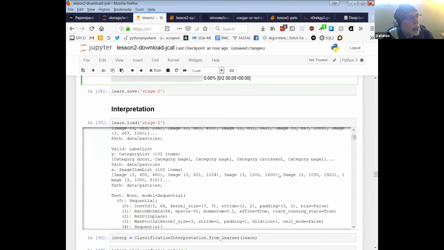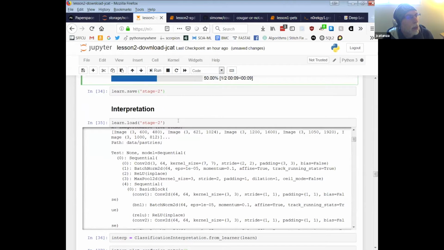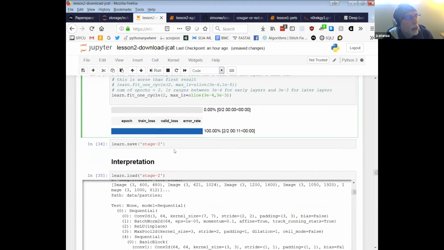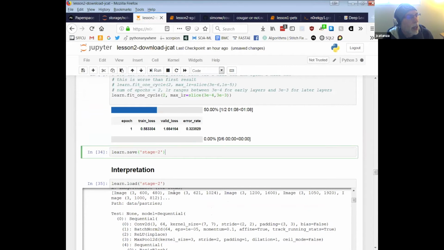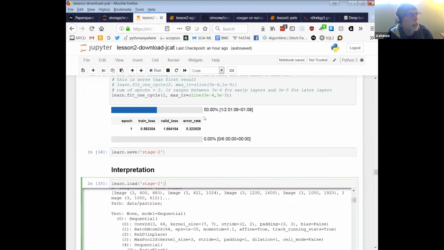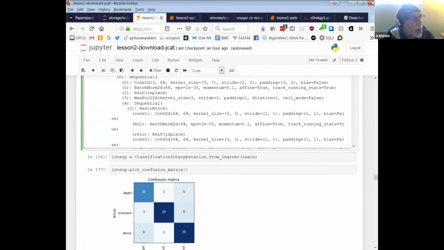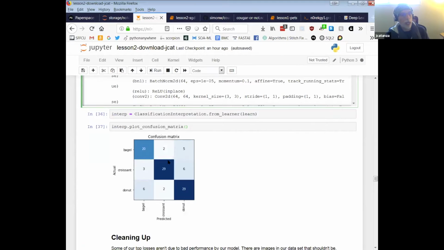Okay, next thing, let's see. Once it finishes, you save it, and then you load it again. I'm not going to do that because it's not quite done yet. And then you can come to interpret, how well are you doing? This confusion matrix is a really nice way of seeing how your model is doing. I think it actually labels it really nicely.